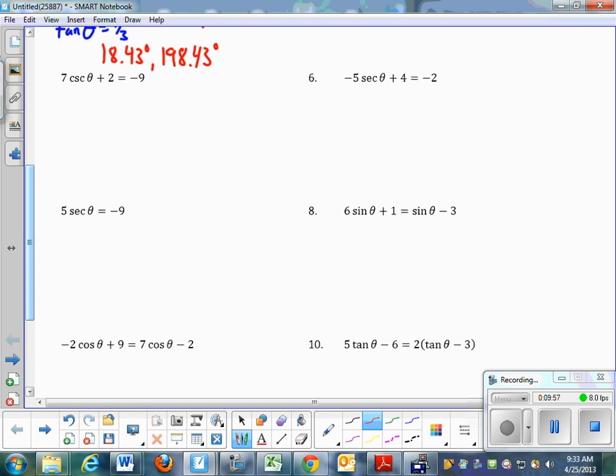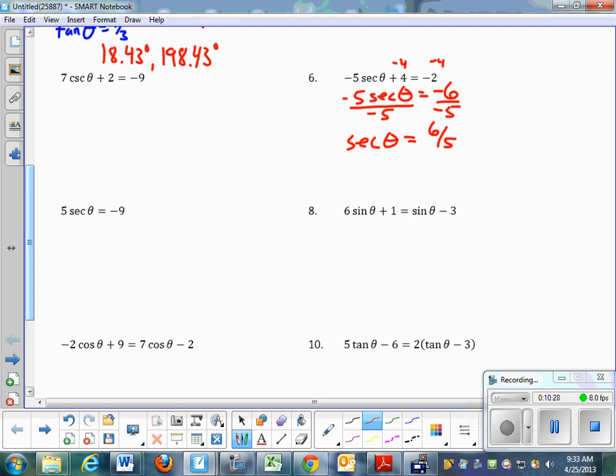Let's do number 6. Negative 5 secant of theta plus 4 equals negative 2. What makes that different? Secant. So what I'm going to do is solve it just the same. I'll subtract 4 from both sides. I get negative 5 secant of theta is equal to negative 6. Divide by negative 5. I have secant of theta is equal to 6 over 5.